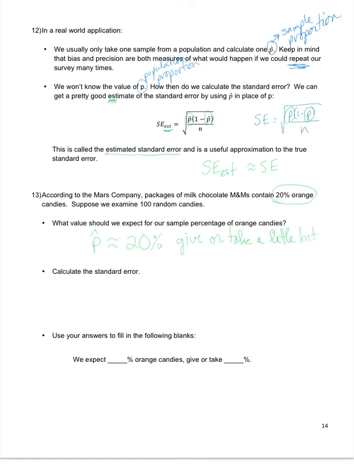Okay, so calculate the standard error. We're not doing the estimated one. We're going to do the actual standard error because we have p, that's our 20%. So we're going to use the formula from the previous page.